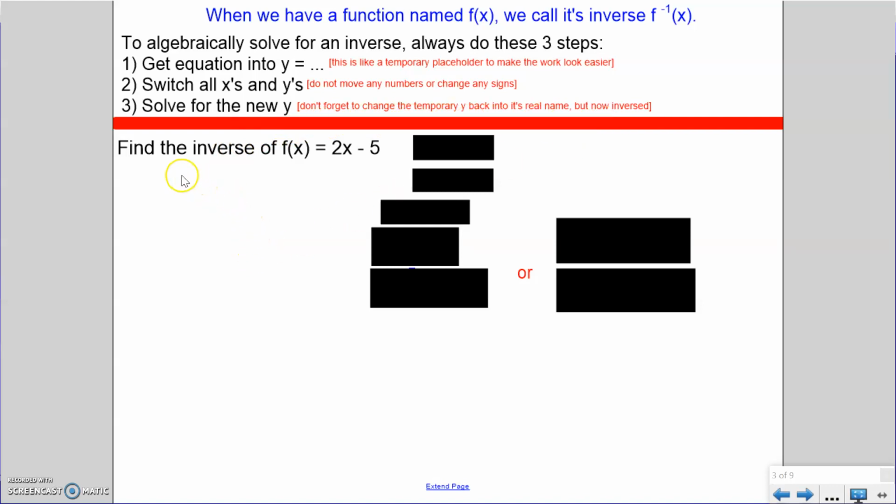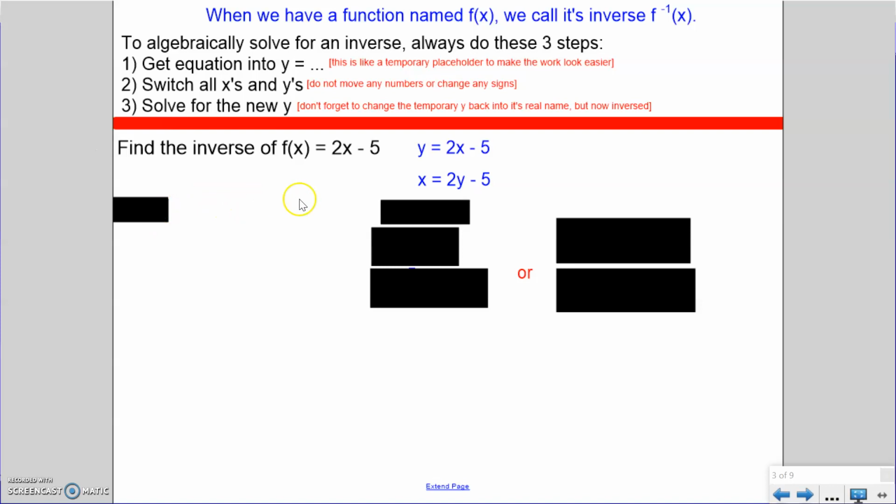So here's an example. Find the inverse of f of x equals 2x minus 5. So step 1, put into y equals. All I'm going to do is change this f of x into y. Step 2, switch every x and y. So this y becomes x, this x turns to y. Do not change the positive 2, do not change the negative 5.